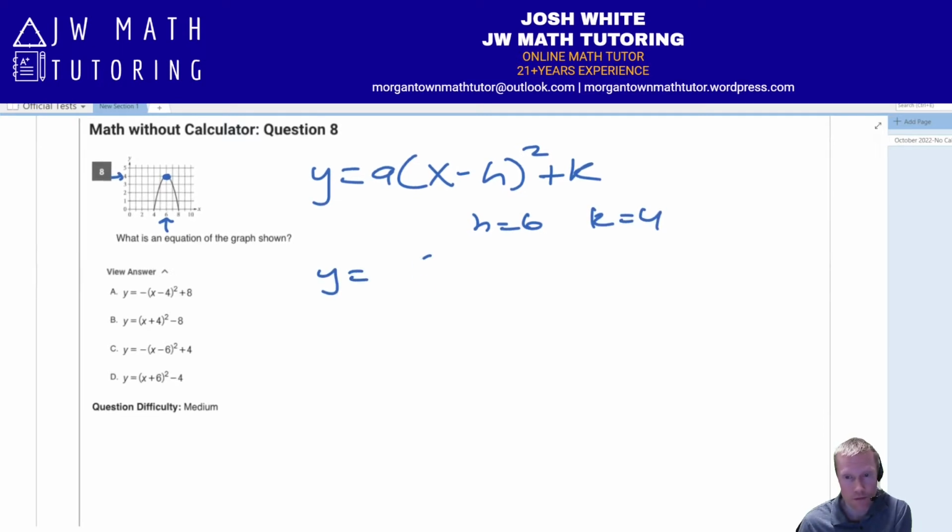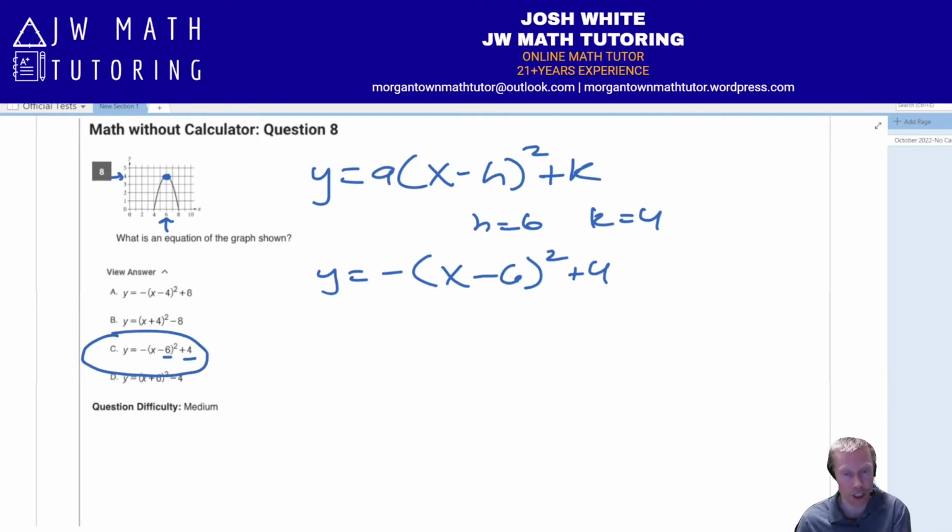So you plug those in, you get x minus 6 squared plus 4. Notice a is going to be a negative value. We don't know exactly what it is, so I'll just put a negative sign out front here. It could be negative 1, it could be something else, but when you look at the answer choices, there's only one answer choice that matches with the correct h and k values, and it's answer choice C. The others all have incorrect h and or k values, so they're wrong, and the correct answer for this one, again, will be letter C.